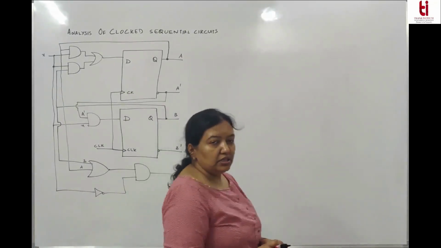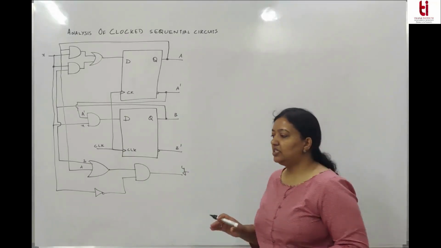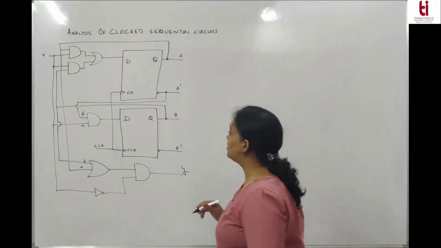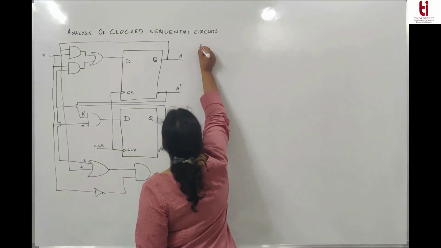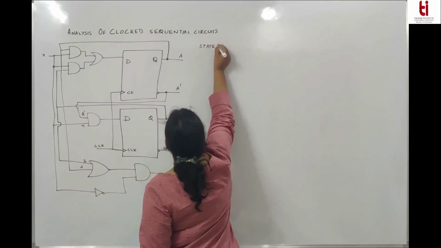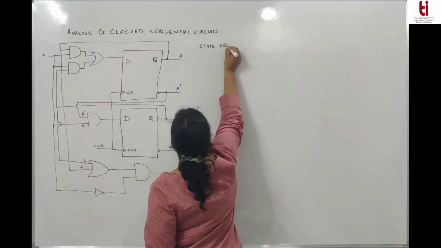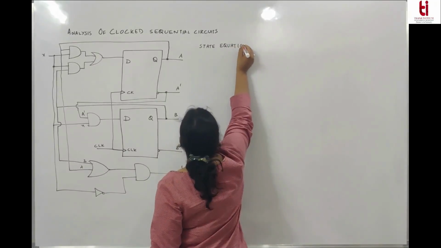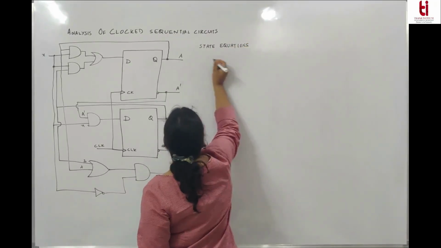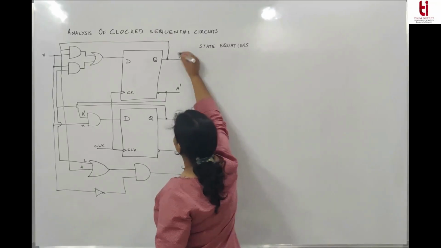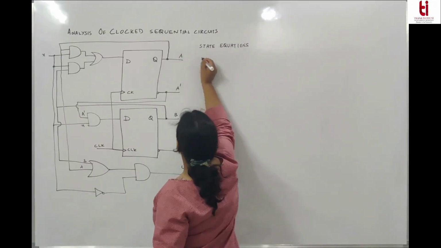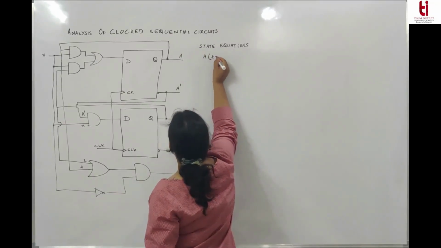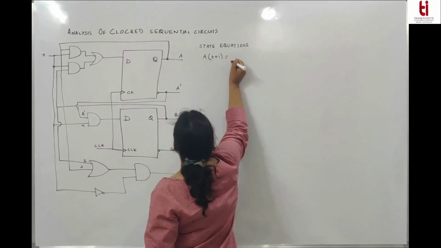So the first step: this is a clocked sequential circuit, and the first step is to write the state equations for this given circuit. What are the state equations? They are called the next state. The output of this. So these are the state equations.